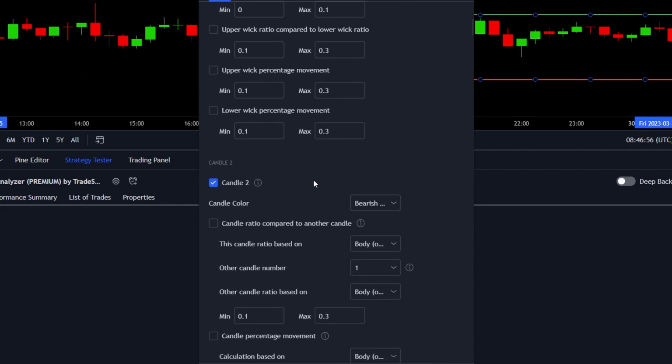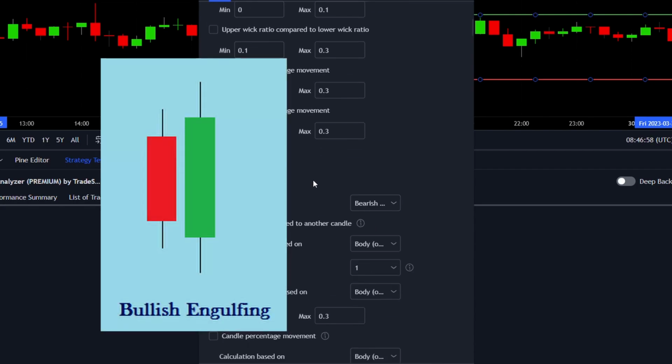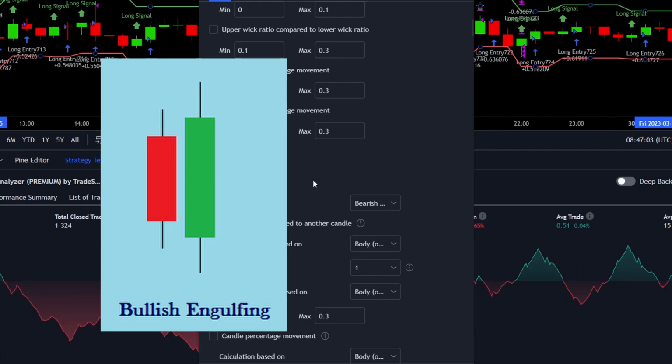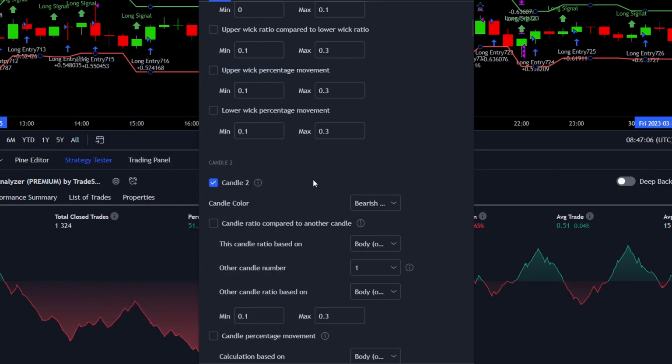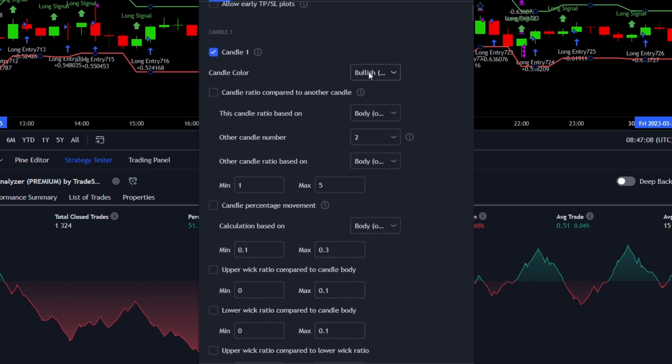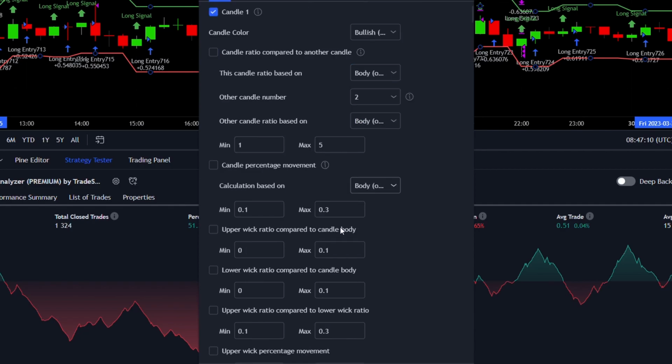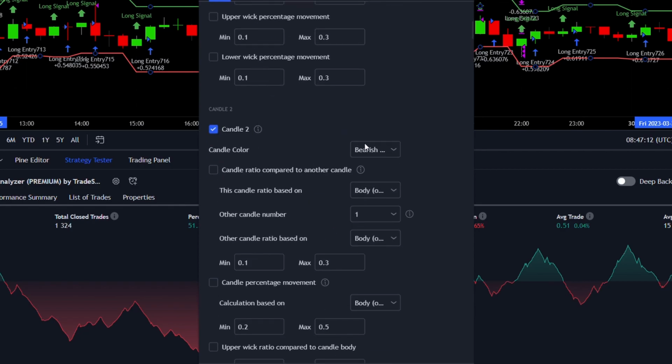We will attempt to create a bullish engulfing candle pattern where a red candle is followed by a green candle that engulfs or overlaps the first red candle. To achieve this, we need to set the entry signal candle, which is Candle 1, to green, and the candle before it, which is Candle 2, to red. In this state, the script will enter into a long position if there is a red candle followed by a green one. But we are not ready just yet, as their ratios are not set.